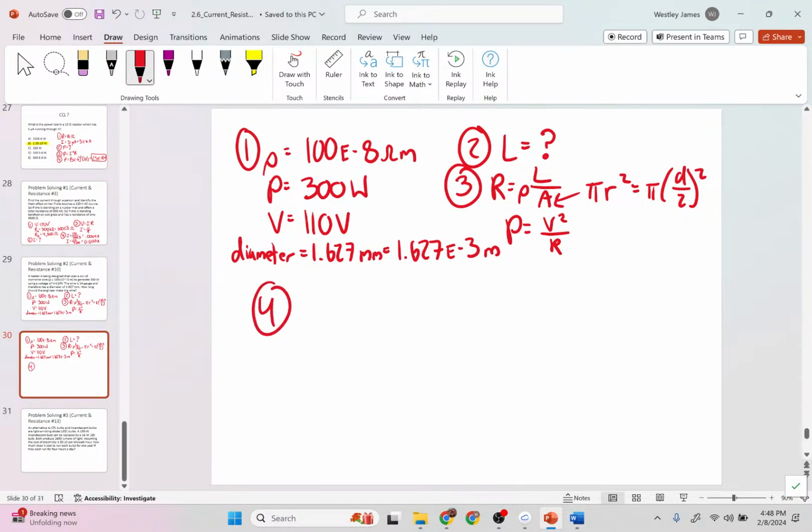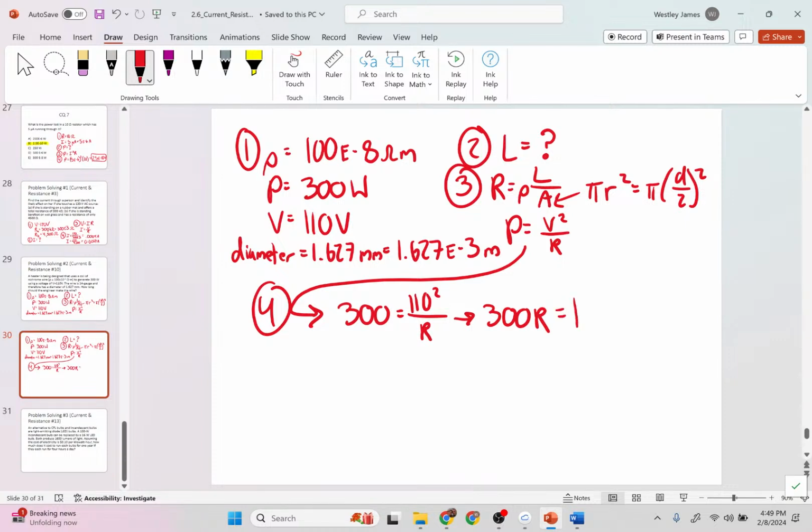So P equals V squared over R, we're going to start there. So 300 equals 110 squared divided by R. We're going to multiply R over. This is one of those algebra things that my high schoolers have been also when the variable's on the bottom, you got to kick it to the top. And then one last step, we'll divide that 300 over.